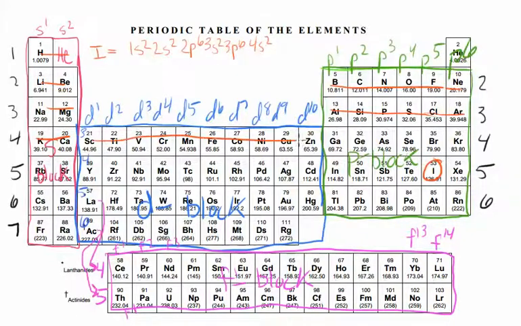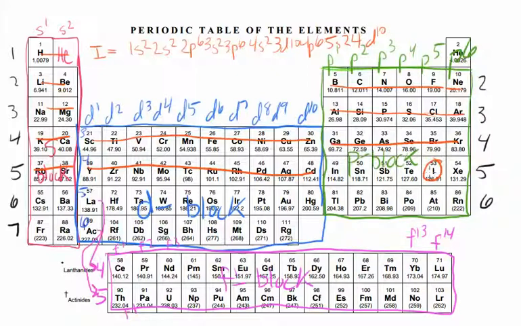All the way to the end of the D block, 3d10. Get to krypton, 4p6, 5s2. Go through once again, get to cadmium, 4d10.